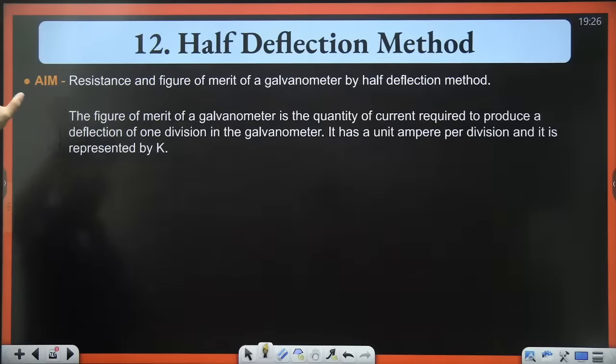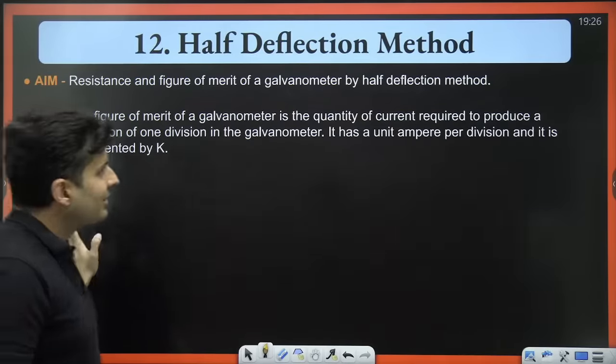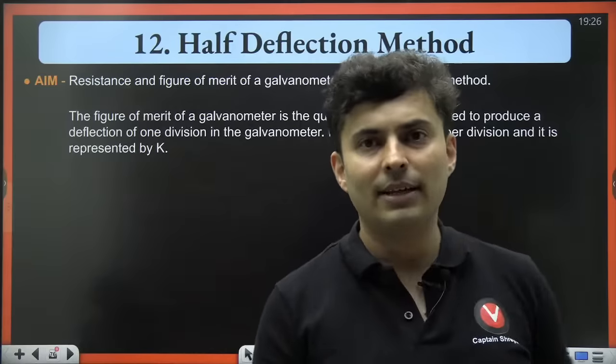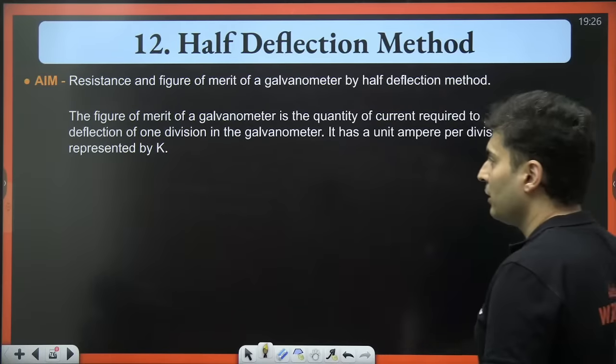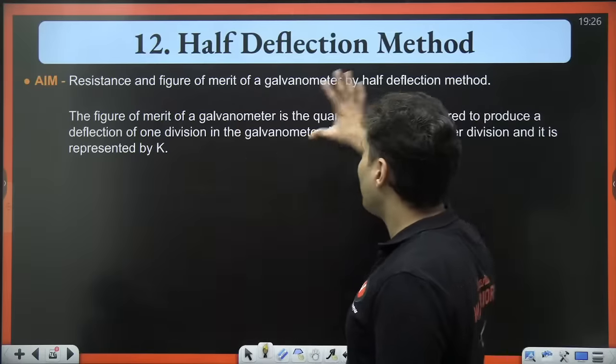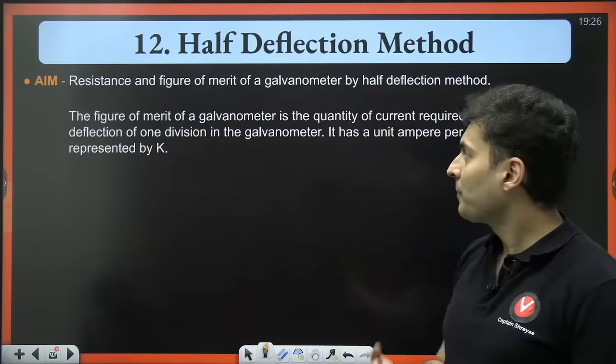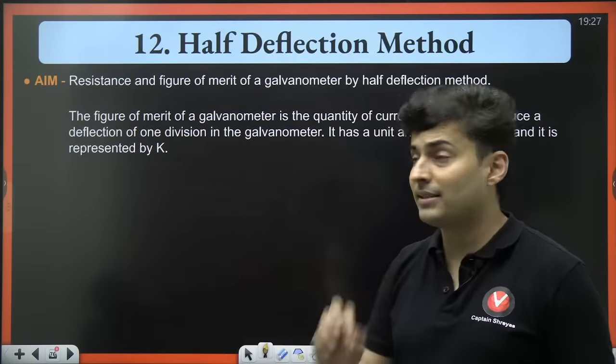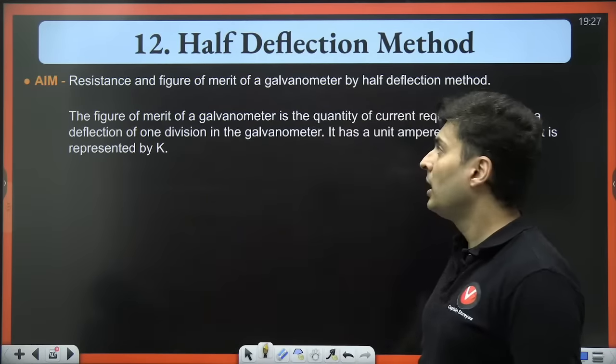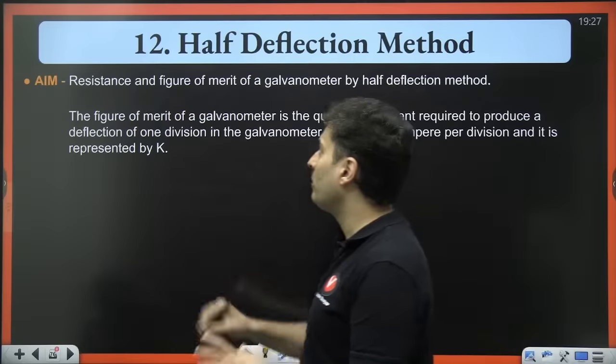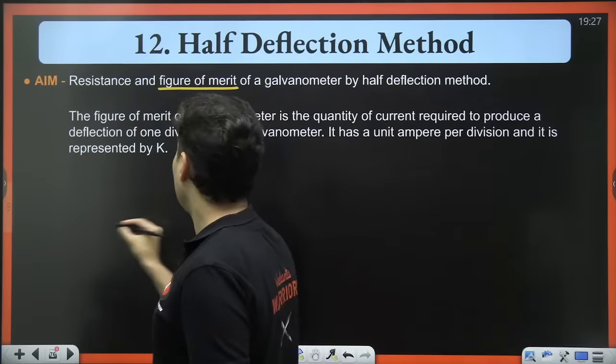This one. Half deflection method. Some of you might know it. Some of you might not have done this. But hopefully, this was done in your college or school. In this half deflection method, the idea is to find the resistance of a galvanometer and something called the figure of merit. Figure of merit.